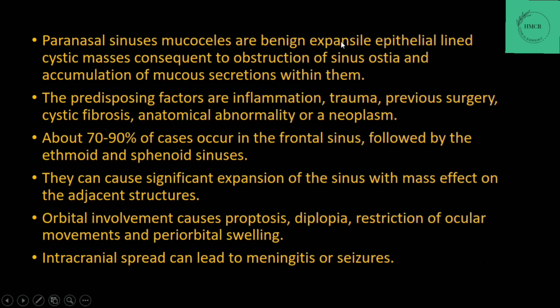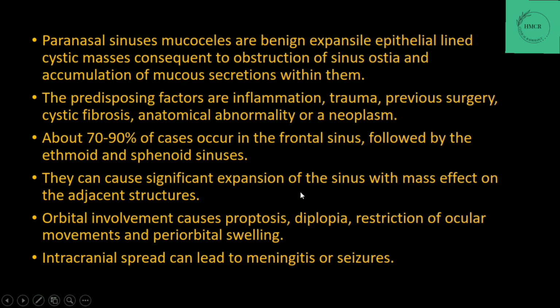Paranasal sinus mucoceles are benign expansile epithelial lined cystic masses consequent to obstruction of sinus ostia and accumulation of mucous secretions within them. The predisposing factors are inflammation, trauma, previous surgery, cystic fibrosis, anatomical abnormality, or neoplasm. About 70 to 90% of cases occur in the frontal sinus, followed by ethmoid and sphenoid sinuses.